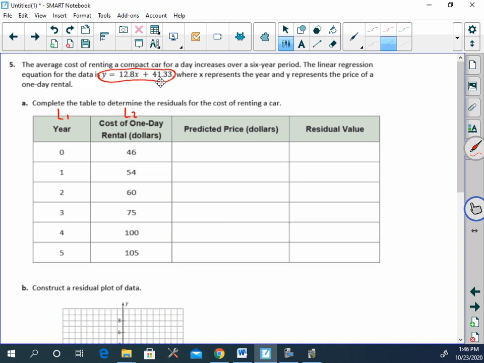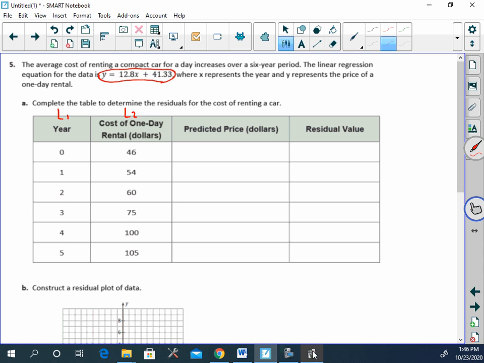We could calculate it, put the L1 and L2 in, and do a linear regression, and we would come up with this equation. But this is the equation that we're going to use in order to find the predicted price. Okay, so don't round it differently and do different things with it. When it gives you it, we're just going to use that. So it says complete the table to determine the residuals.